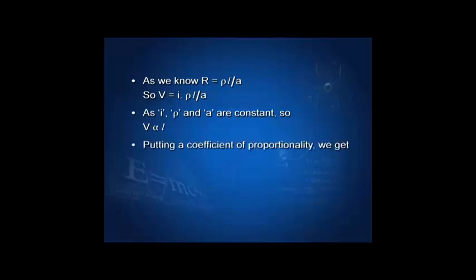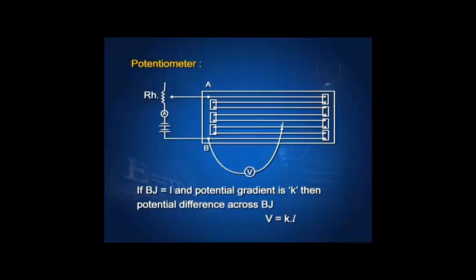Putting a coefficient of proportionality, we get V equals K into L. Here K is a constant called potential gradient. Its SI unit is volt per meter. If we calculate the value of K, then we can calculate the potential difference across any section of wire. If we know the value of K and any cell is giving a null point across a length L, then the potential difference across the length L will be V equals K into L.